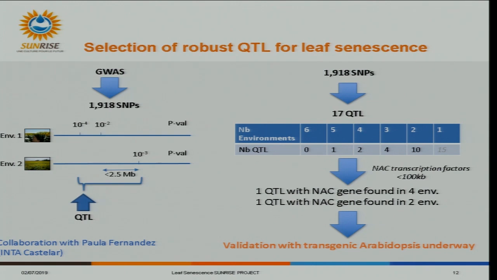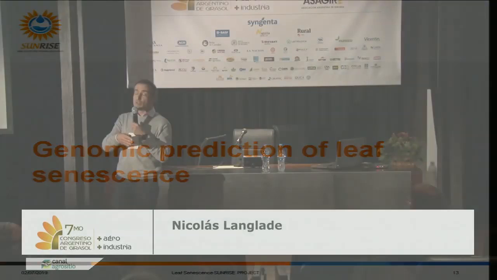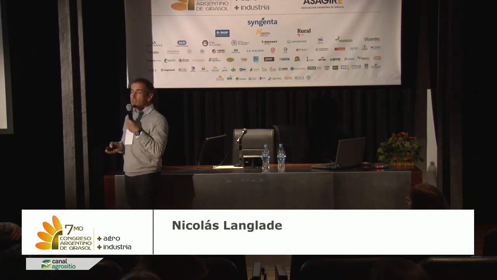So now, what we can do also from a genetic point of view is not only detect the genomic regions that control the leaf senescence, but also try to predict if other hybrids will have a slow or fast senescence. And this can be done using genomic prediction.